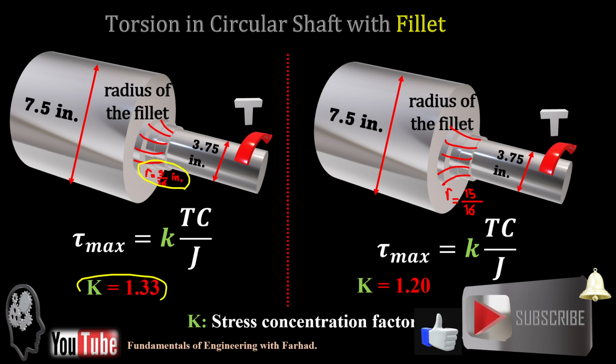So 9 over 16 inches for the fillet results in a stress concentration factor of 1.33, and as soon as we increase the radius of the fillet, the stress concentration factor reduces to 1.20. So the higher the radius of fillet, it just makes the transition more smooth.